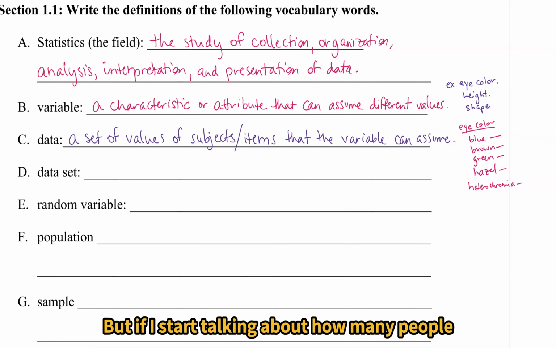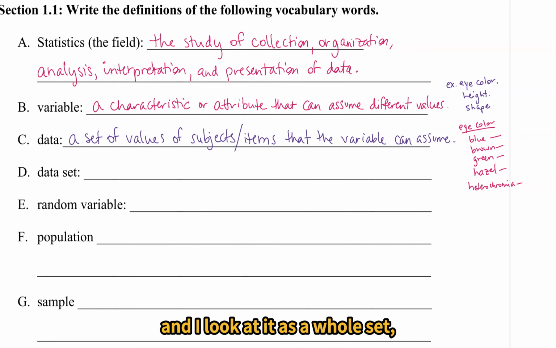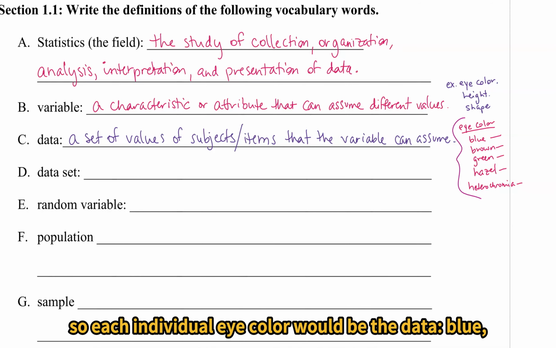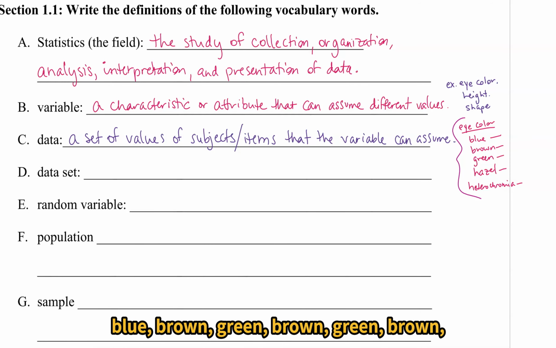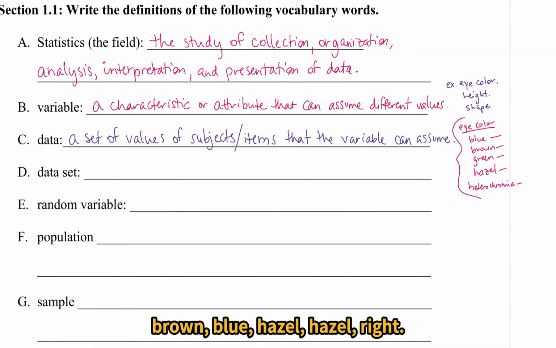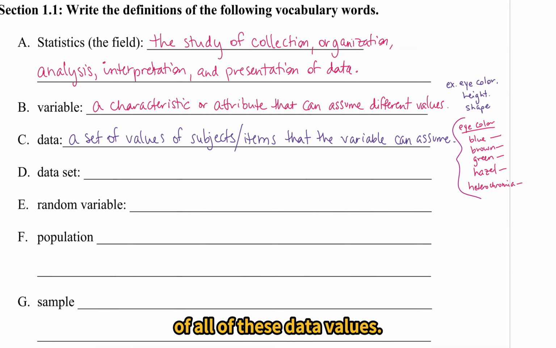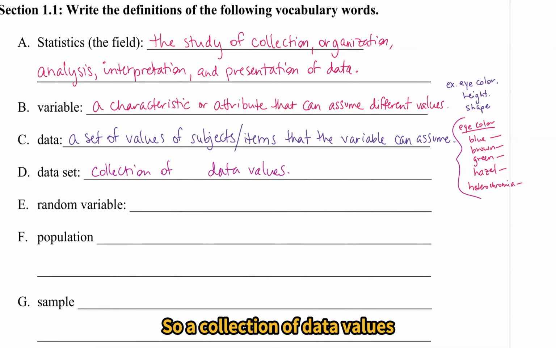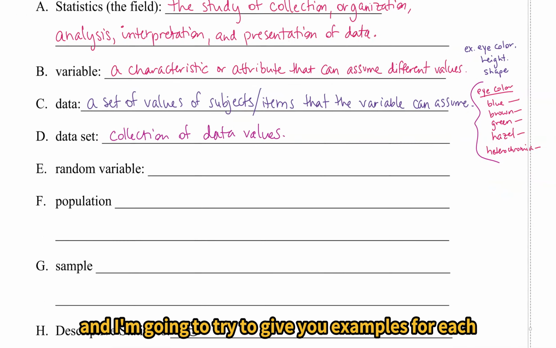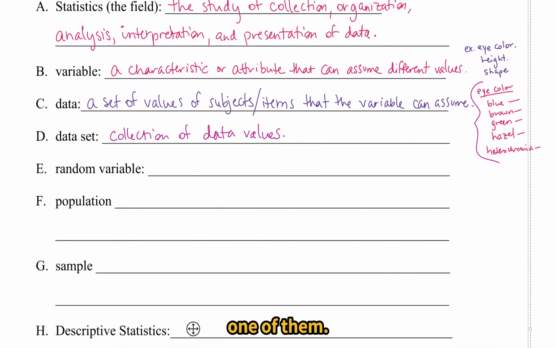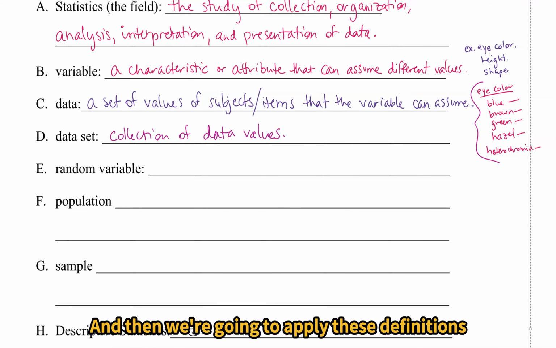Etc. But if I start talking about how many people, and I look at it as a whole set, so each individual eye color would be the data: blue, blue, brown, green, brown, green, brown, brown, blue, hazel, hazel, right? That's the data. But a data set is the collection of all of these data values. So the collection of data values that we're considering. I know there are a lot of definitions, and I'm going to try to give you examples for each one of them. And then we're going to apply these definitions a little bit later on.